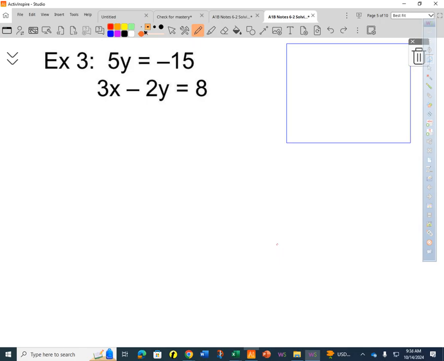So up here, I see that 5 is a multiple of 15. I know I'm going to have to divide if I want to get y by itself. And I only have one variable, so I'm going to start with this one. Because I need a value for x, and I need a value for y.